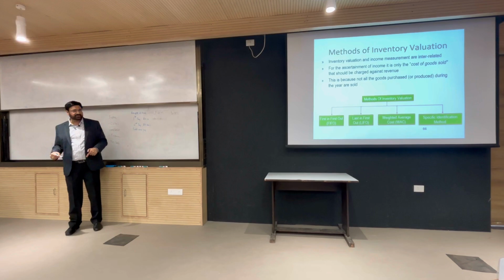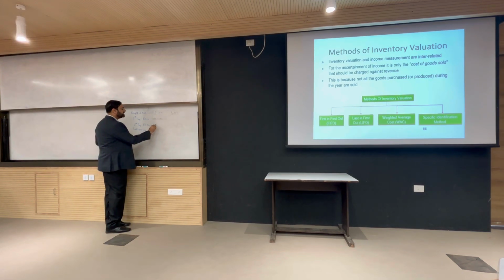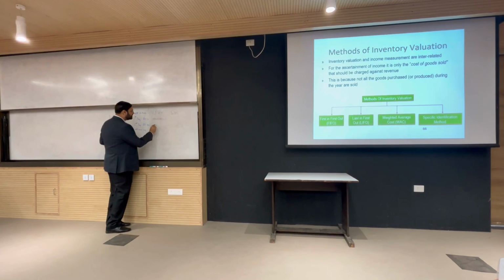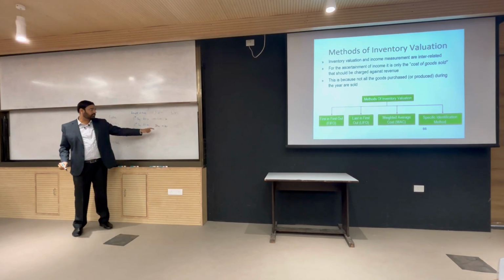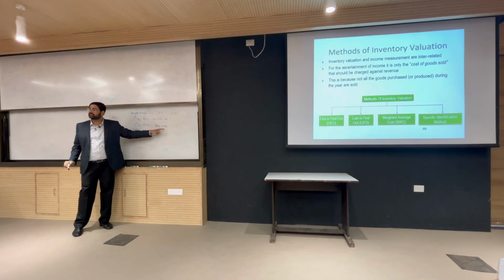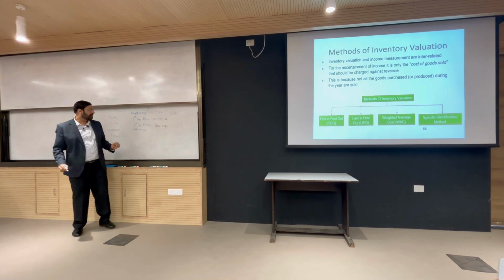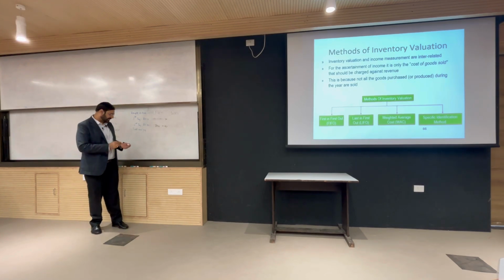Second jug is not sold. It is still lying with us. So what is the value of inventory? 20. The value of inventory is 20. This is cost of goods sold 10, yeah? You can see it, right? Yes, sir. So under FIFO, cost of goods sold is 10 and inventory is 20. So, what will happen under LIFO?